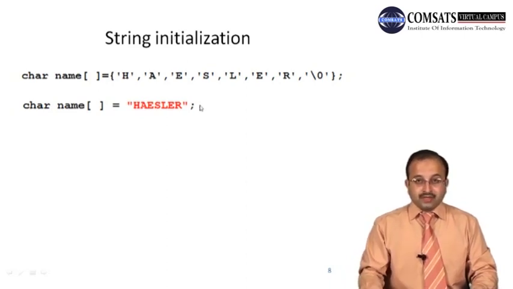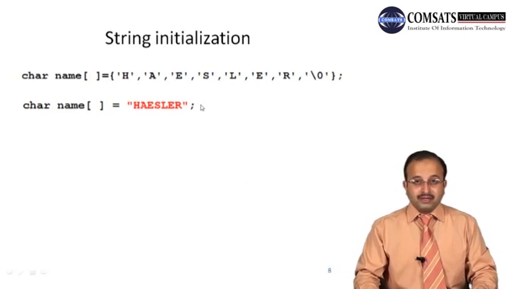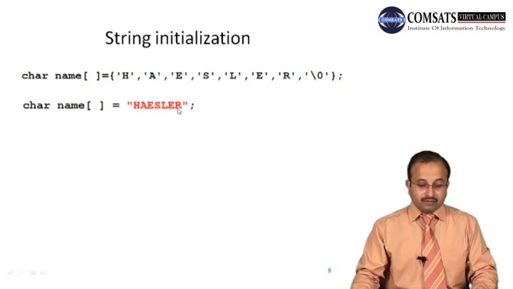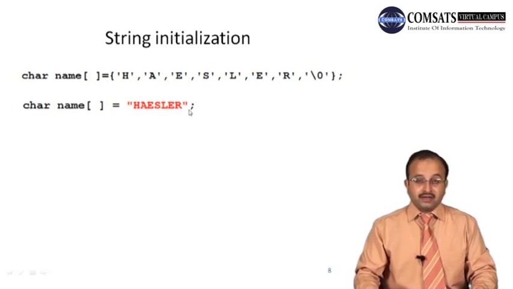In this second case, the C compiler will automatically insert null at the end of this string, and the total bytes of memory allocated for the name will be 1, 2, 3, 4, 5, 6, 7 and plus 1 for the null character. So when you initialize a string character by character, then you have to mention the null character, but when you initialize the string using a string constant, there is no need to mention the null character, and it will be inserted by the C compiler automatically, right?